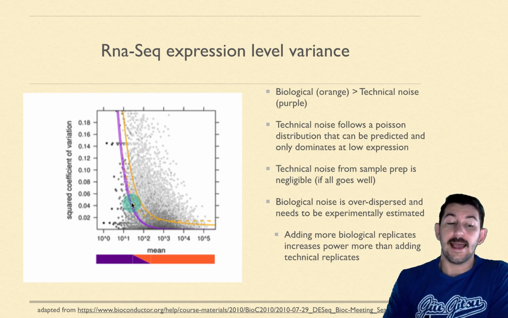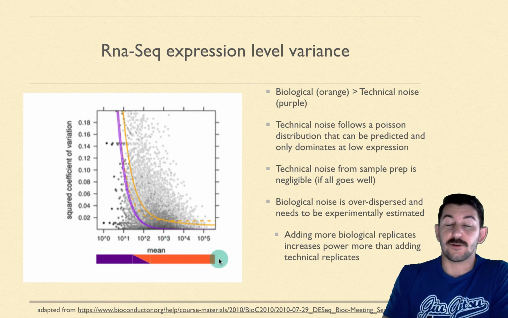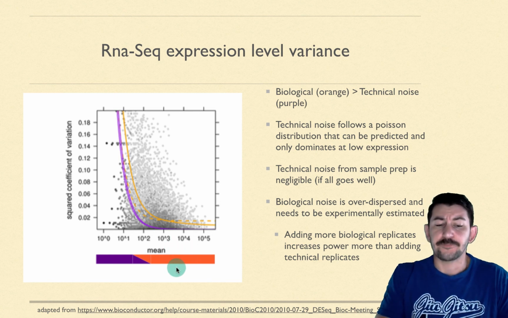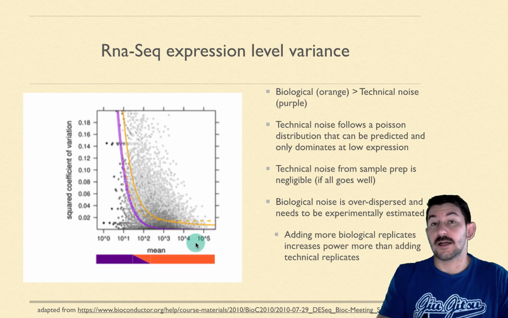And so this is why adding biological replicates is so important, because most of your genes that are expressed highly enough that they're of value to even compare statistically, they are going to be totally determined by their biological variation.